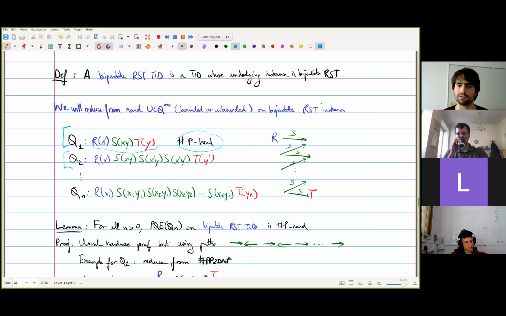The second query is the same, but I'm using back and forth paths. So this is a bit reminiscent of the other proof. So this query is drawn like this.